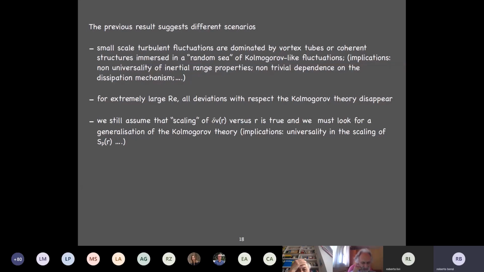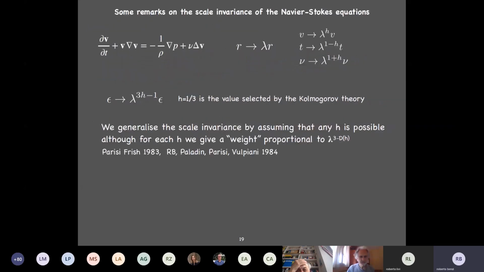Now, the idea was very simple, and afterwards, you get the idea. Before it was a mess, of course. And the idea was the following. You take the Navier-Stokes equation as it is, and then you look at the scale property of this equation. Namely, you make a transformation r to lambda r, v to lambda to the h v, so that all the other quantities which are dimensionally related scale properly. Okay, so time goes like lambda to 1 minus h, viscosity goes like lambda to 1 plus h, and so on.